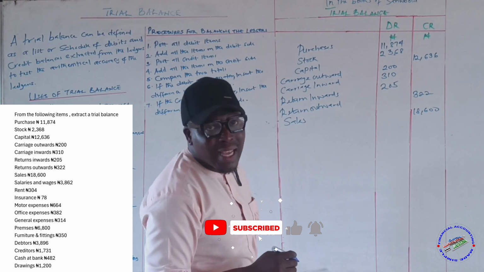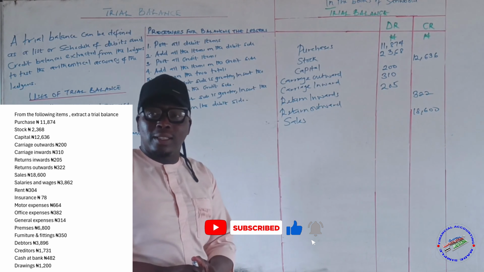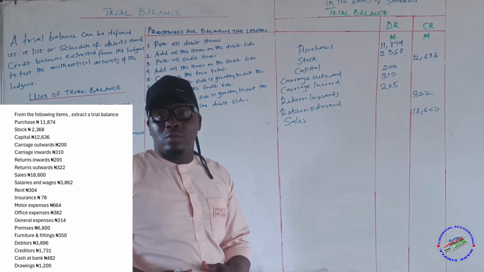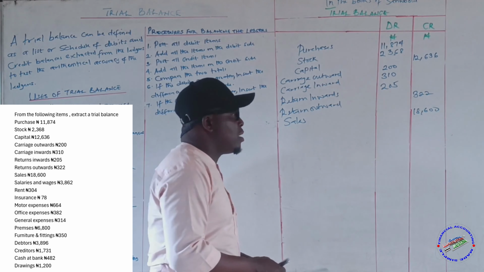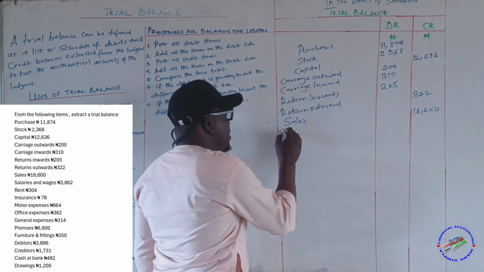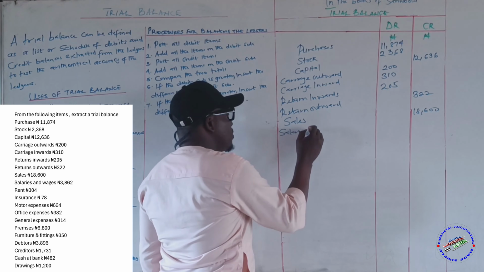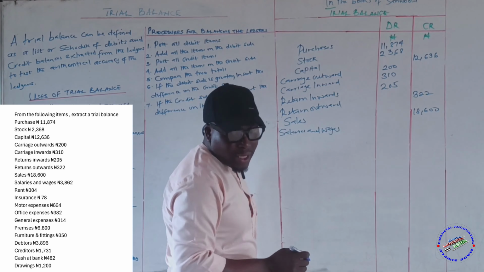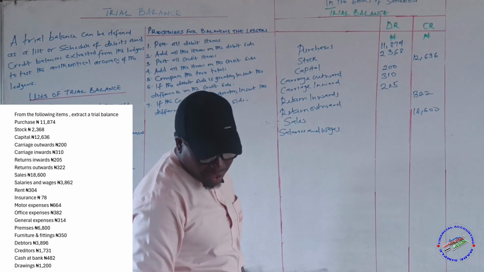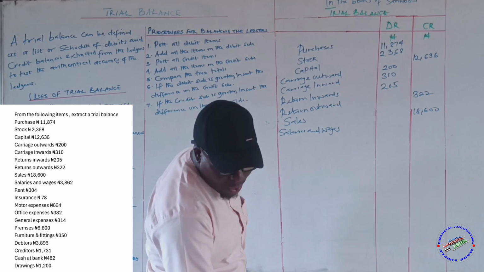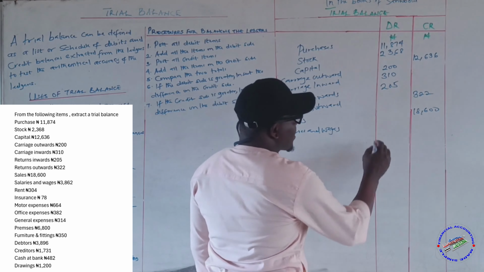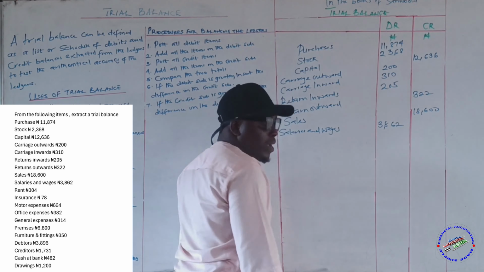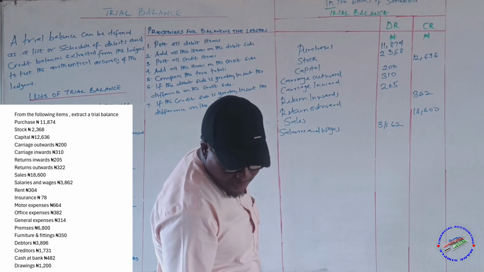The next one is salaries and wages. This is an amount you pay to those who are working with you in your shop or in your business. So salaries and wages fall under expenses. So we have salaries and wages, 3,862 on the debit side.